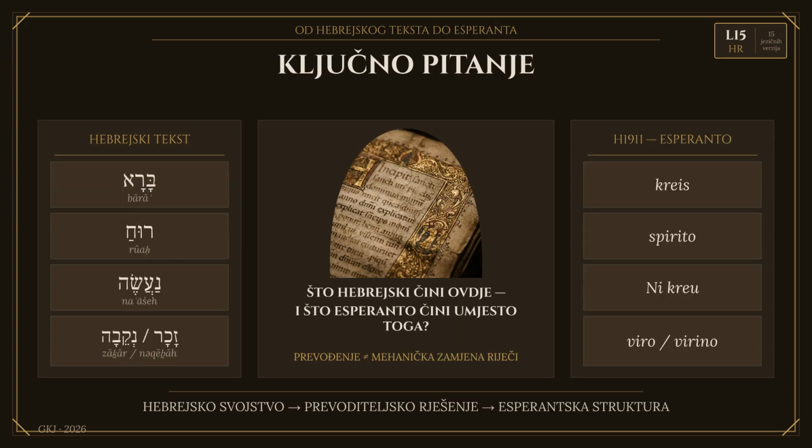Translating is more than a mechanical substitution of words. When moving from Hebrew to Esperanto, we must ask, what does the Hebrew original accomplish, and what does Esperanto do in its place? It is a transition from Hebrew properties to Esperanto structure via the translator's choices.